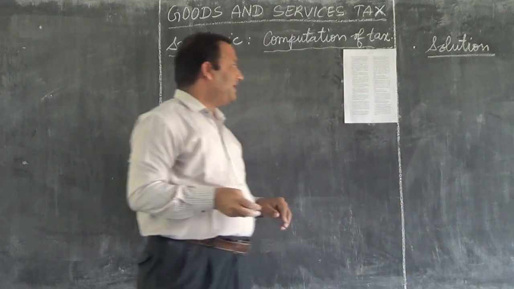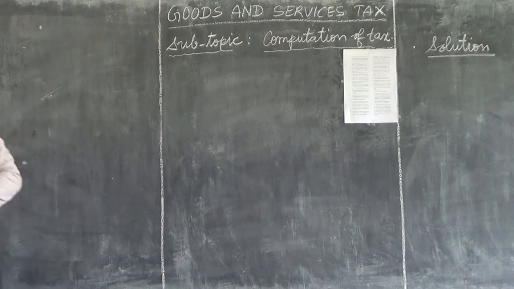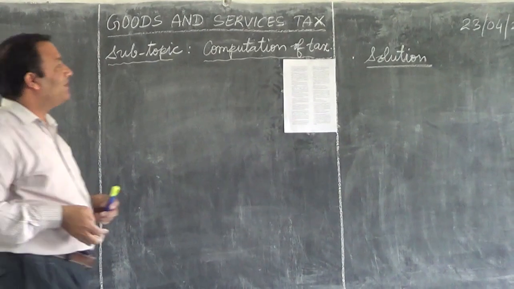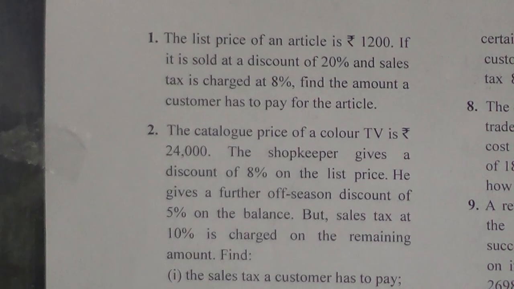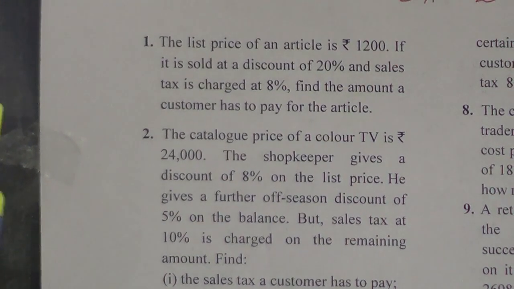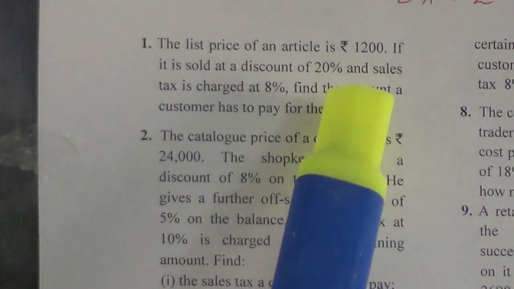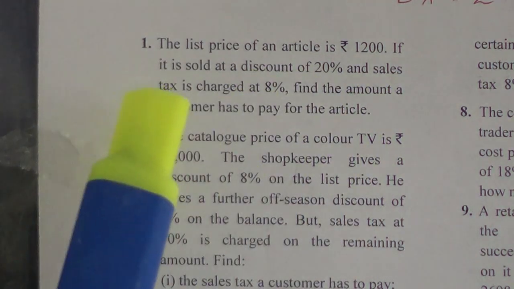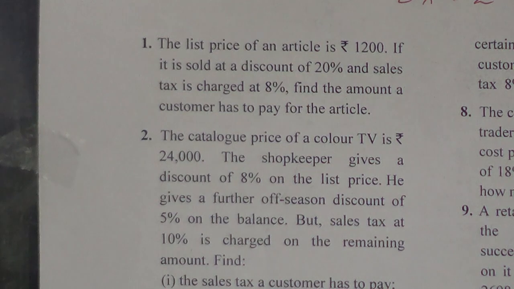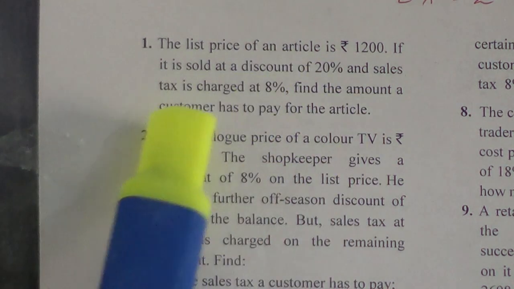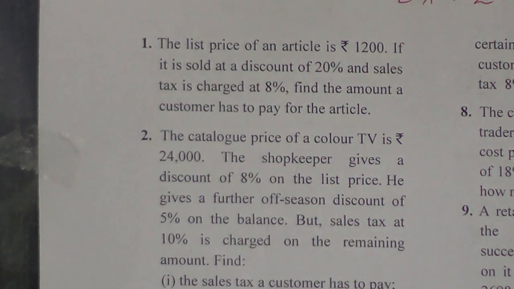So our question paper is ready, children. We will start doing the work now. Question number 1. The list price, that is the mark price, of an article is rupees 1200. If it is sold at a discount of 20% and sales tax is charged at 8%, find the amount the customer has to pay.